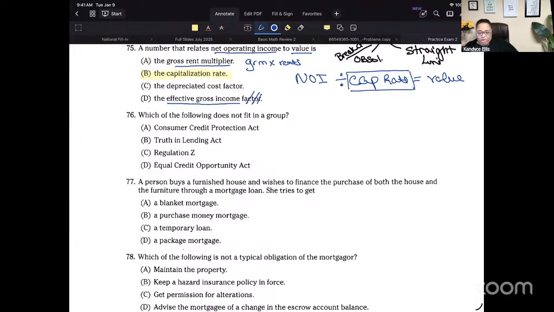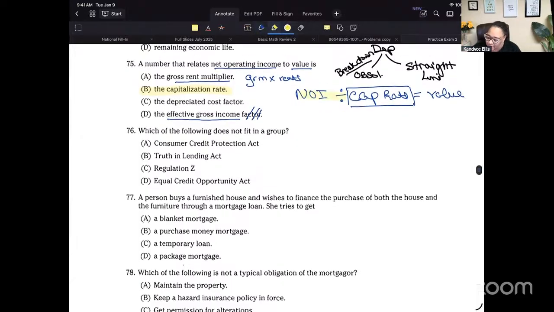So we are good with number 75, the cap rate. Guys, we know they're going to test you on that. That's one of those things where you shouldn't go into the exam unless you know that you know it. It's just something they love to test you on. I don't know why, because most people are going into residential. Who cares? But since they're going to test us on it, we need to know it.